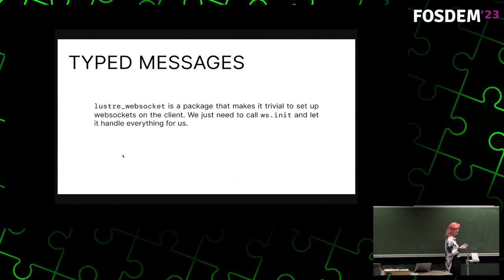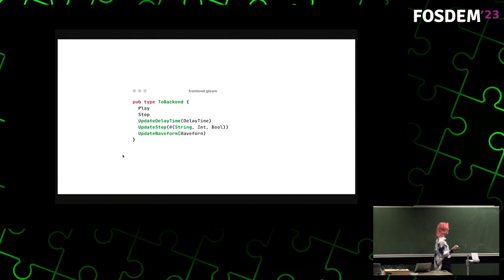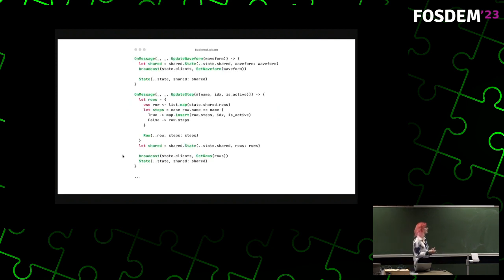I mentioned earlier that one of the great things about Gleam is that we can share types across the front and the back end. And so what we can start to do is have typed messages between client and server. And so here we have a to backend message type. So this is what the clients will send to the backend to ask it to update some state change. So for example, start the sequence, stop it, toggle a step on or off, update some parameters. And then we'd handle that in our app's main update function on the backend. So here we're updating some shared state, and this is the state that is shared across all clients.